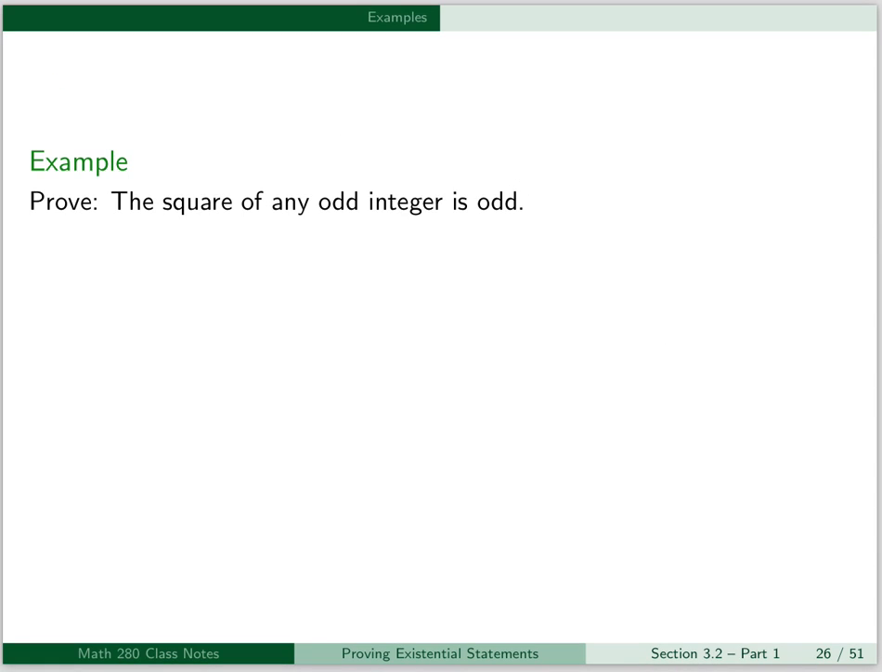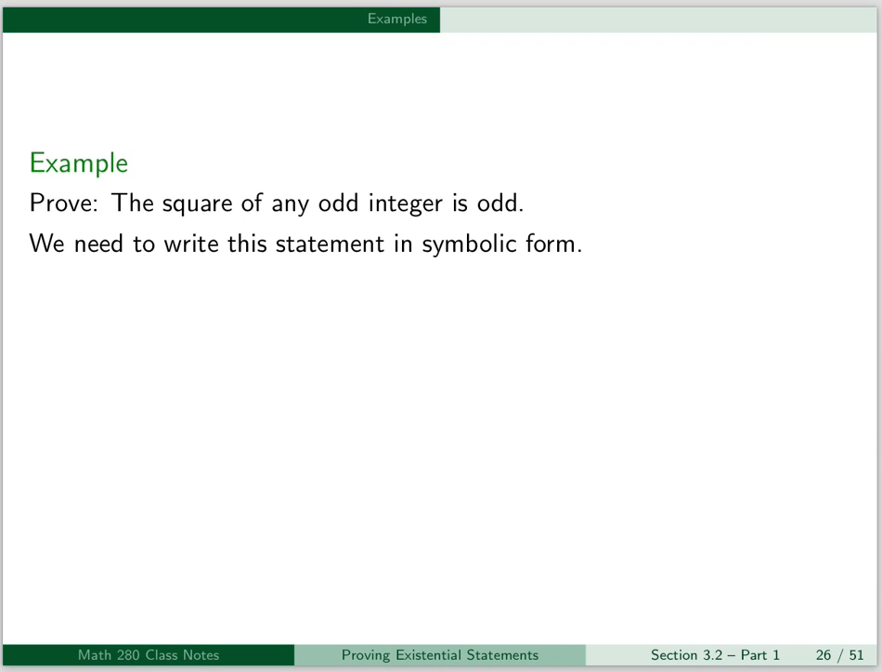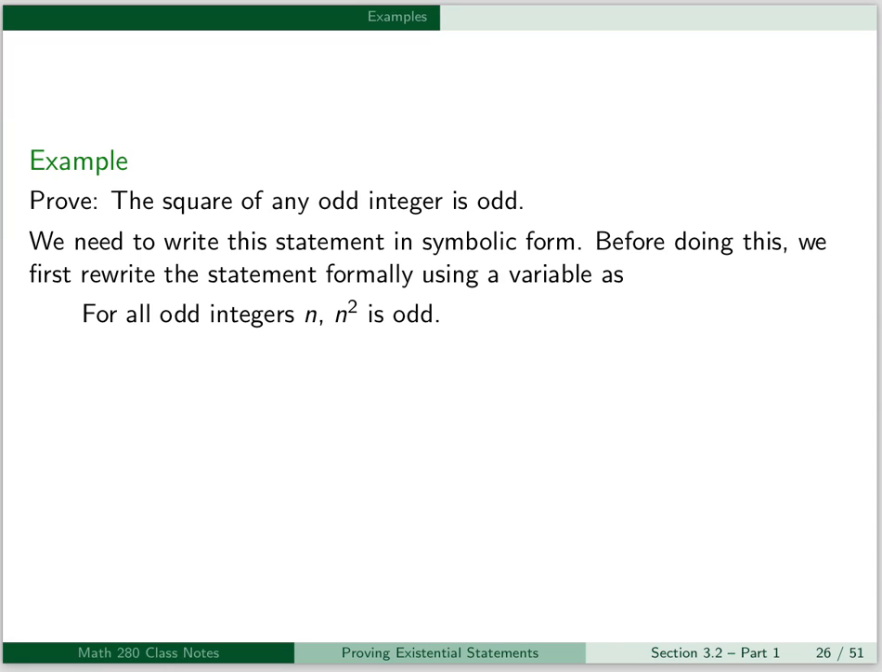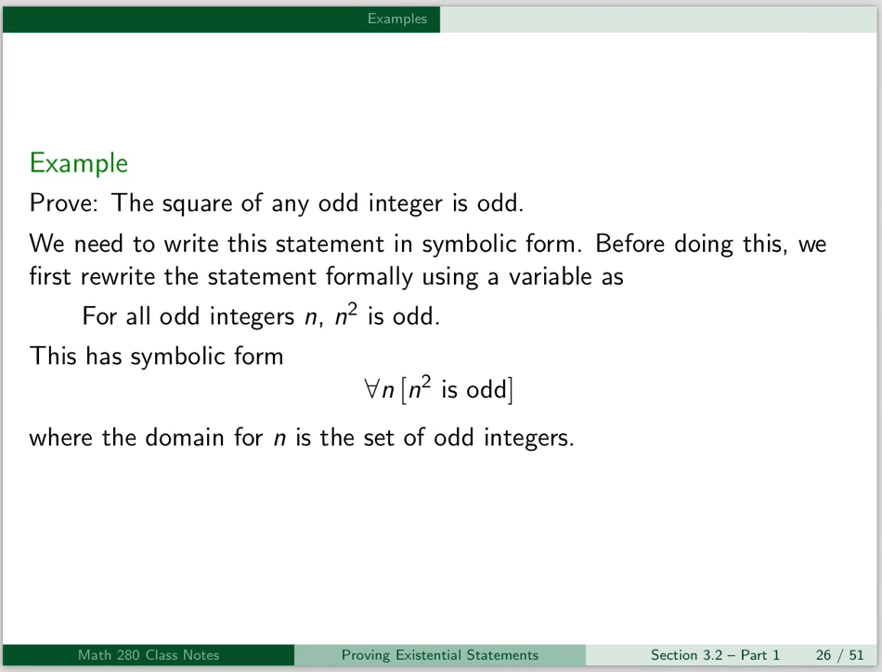So for our next example, we want to prove something a little bit more complicated. The square of any odd integer is odd. We need to write this statement in symbolic form. Before doing this, we first rewrite the statement formally using a variable as, for all odd integers n, n squared is odd. This has symbolic form for all n, n squared is odd, where the domain for n is the set of odd integers.